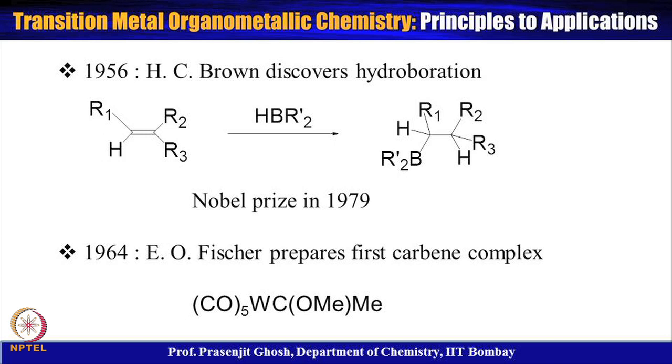This is a compound where there is a double bond between tungsten and the carbon center. This was the first ever multiply bonded metal carbon compound. These are usually known as carbene.